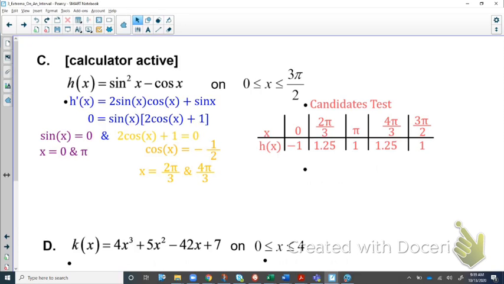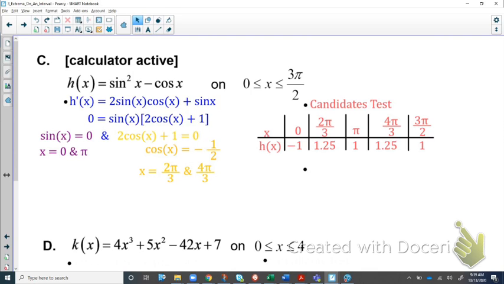Now please understand, look at your decimals, or look at your fractions. 4 pi over 3, that would be like 1.3 repeating pi, and 3 pi over 2 is 1.5. So 3 pi over 2 is actually the biggest number. Don't lose track of what your biggest fractions are.